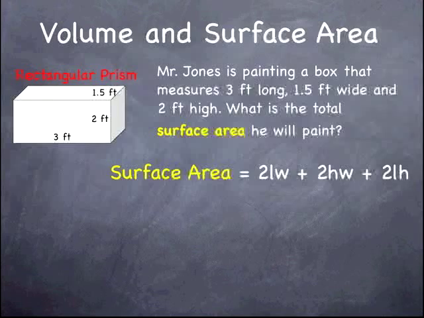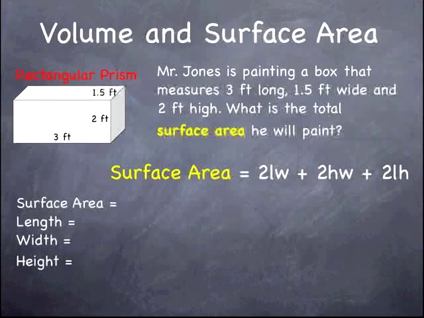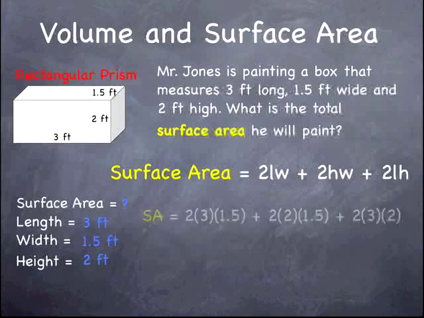Again, I will need length, width, and height, so I make a little list. The question asks for surface area, so that is what I will be trying to find. For length, width, and height, the length is 3 feet, the width is 1.5 feet, and the height is 2 feet. Again, what I will do is put those values into my equation.